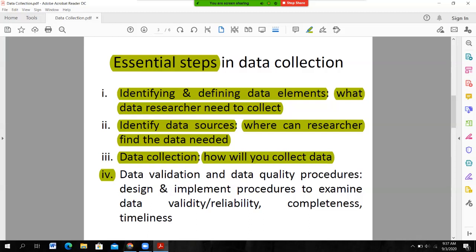And the most important one is data validation and data quality procedure. It is important that the collected data must be valid and reliable. So always design and implement procedures to examine the validity and reliability of the data, meaning that valid, accurate data must be collected.